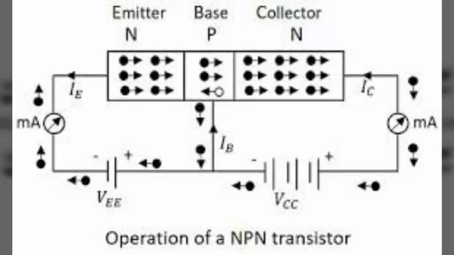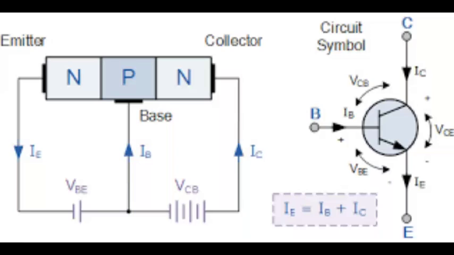The remainder cross over into the collector region to constitute collector current IC, and in this way almost the entire emitter current flows in the collector circuit. It is clear that emitter current is the sum of collector and base current. Therefore, IE is equal to IB plus IC.